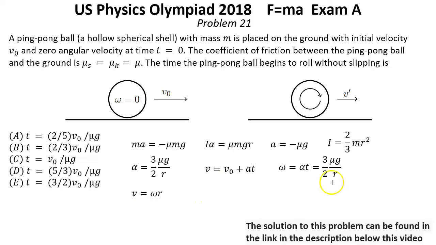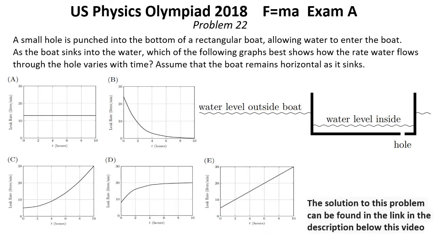And now, using all these expressions, we can make the equation 3 over 2 mu gt equals v0 minus mu gt. And from here we can find the total time when the ball begins to roll without slipping. That will be 2 over 5 v0 over mu g, which is answer A, and this is the solution for problem number 21.